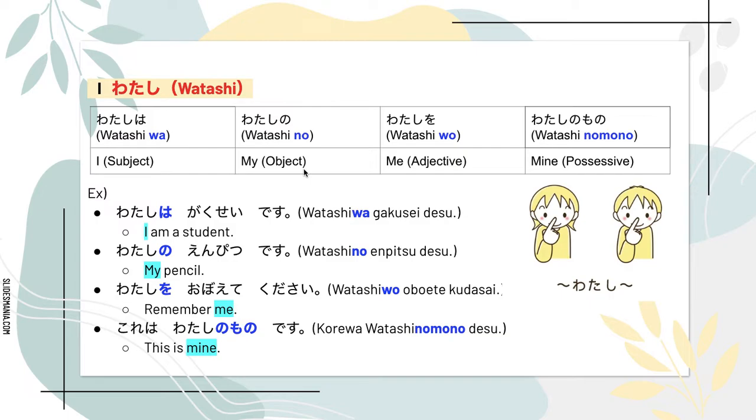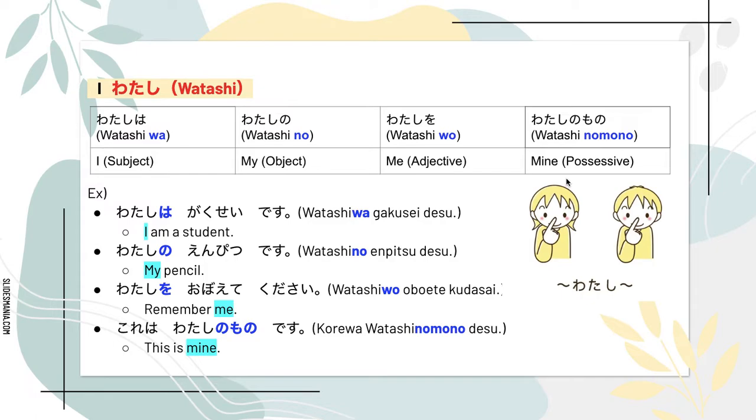Okay, next one, we're going to talk about my, which is object. And my in Japanese is watashi no. So, similar to watashi wa, all you have to do is just add the no. And the third one would be adjective, which is me. Me in Japanese is watashi wo. So you have to add the wo.